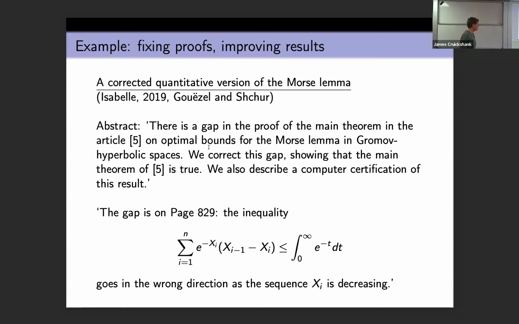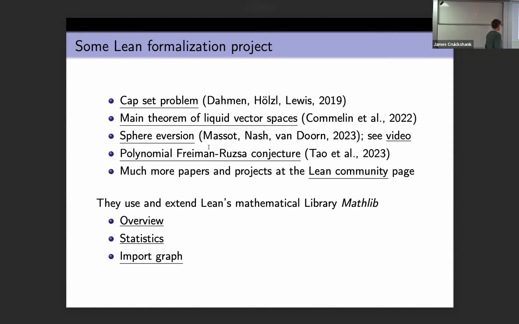So I like this example: finding a mistake, fixing it, and then because of formalization, also using formalization to actually get a much stronger, nice result. Okay, so maybe I should be a bit quick with that.